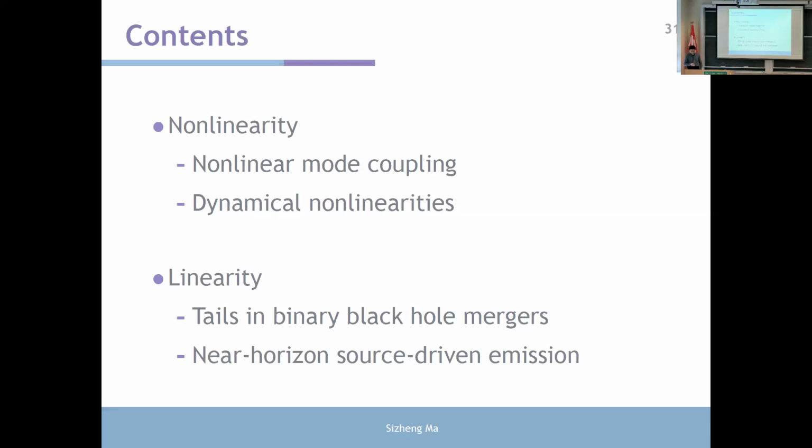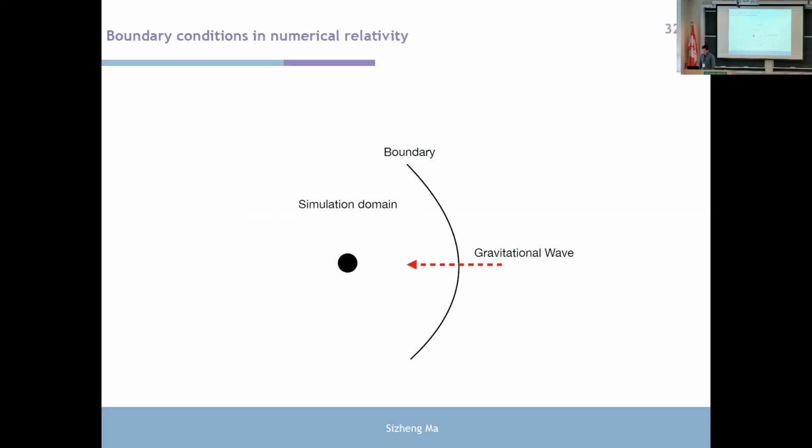If not, okay. So let's move on to the second part, which is about some linear response in black hole spacetime. To begin with, let's recall the numerical setup that I used to study these dynamical nonlinearities. In this case, we modify boundary conditions to inject gravitational waves into our simulation domain. In fact, this methodology is a part of a bigger topic in numerical relativity.